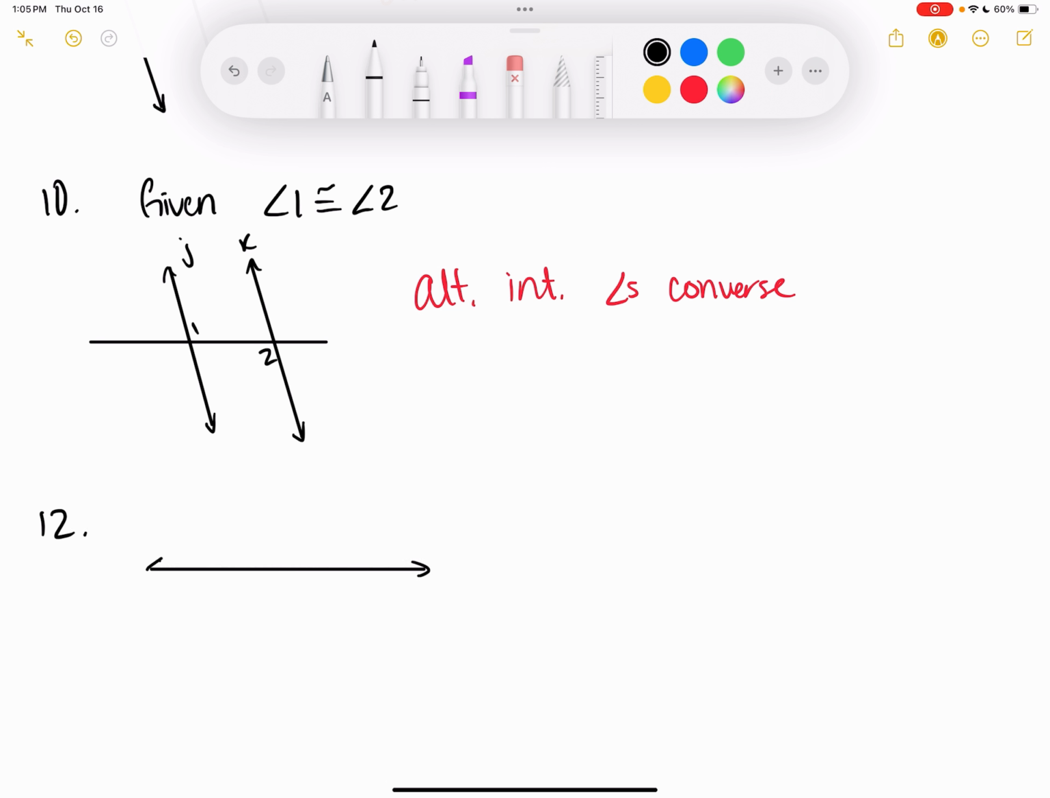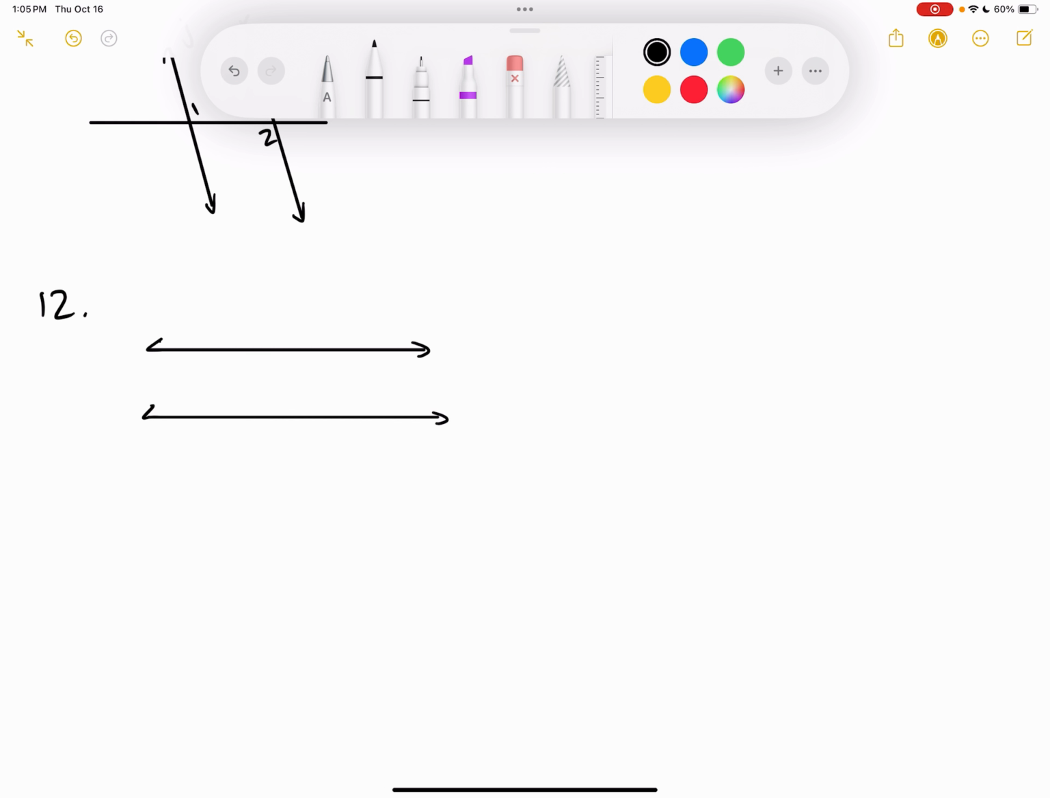going this way, and a transversal cutting through it like this. This is N, this is K, this is J, and this is marked as 99 degrees, and this is marked as 99 degrees. And I'm trying to show that K is parallel to J. So based on my given information, what theorem or postulate would give that? If I'm proving they're parallel, which one is it?